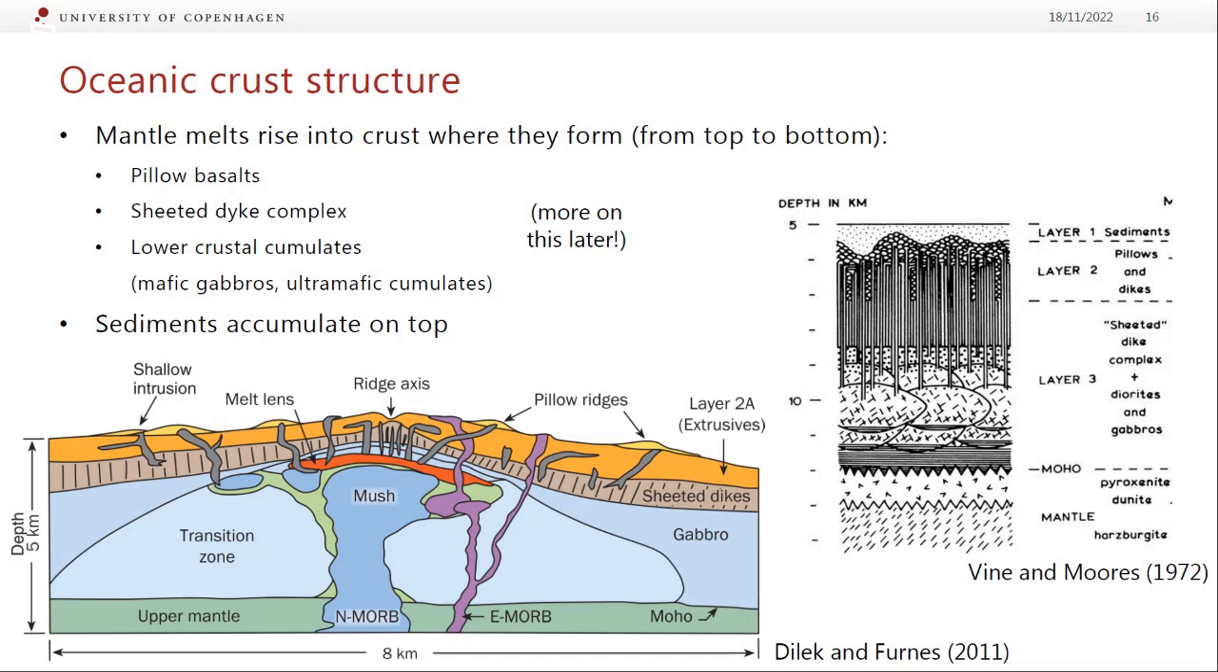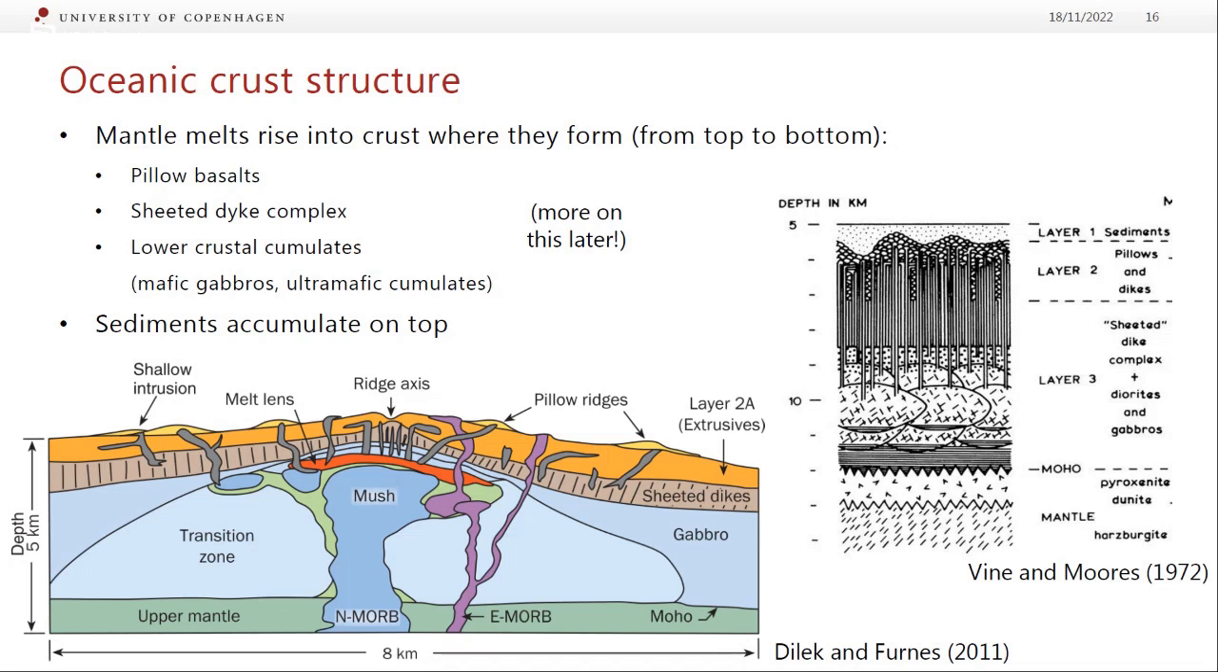So at the top of the oceanic crust, we might have some sediments that are formed. Below that, pillow basalt. Below that, this sheeted dike complex. And below that, these mafic cumulates. So gabbros is the main one. You can ignore the diagrams there. Underneath that, we have ultramafic cumulates. So here it's shown as pyroxenite and dunite.